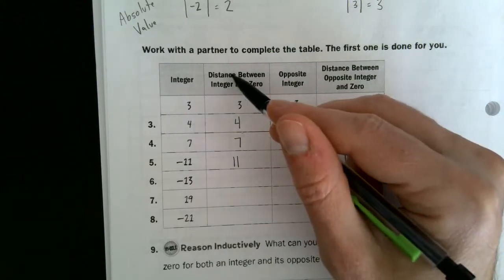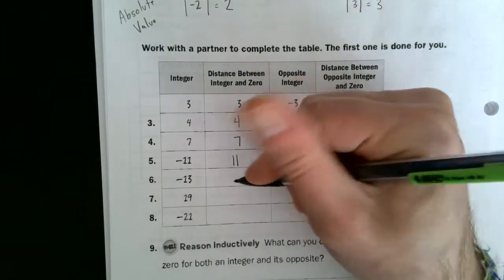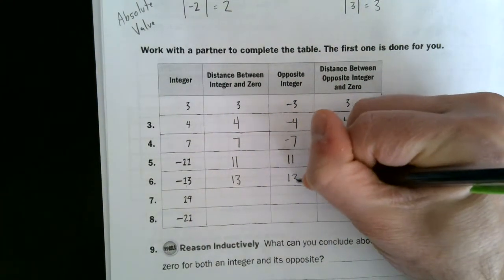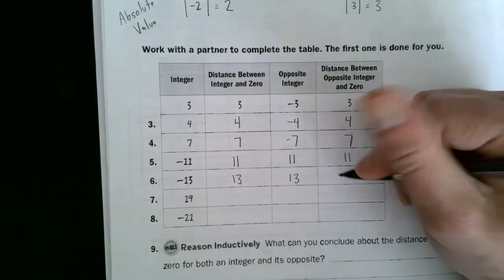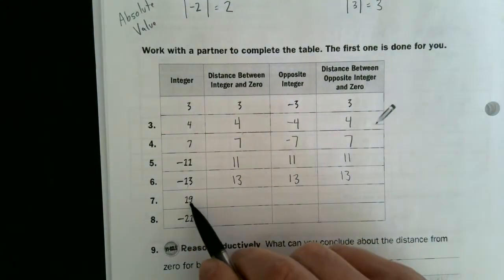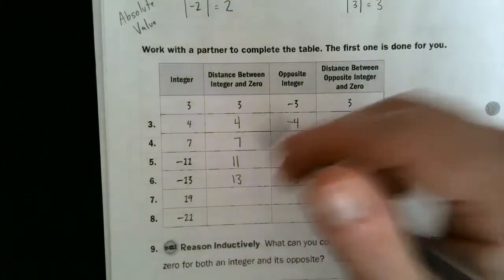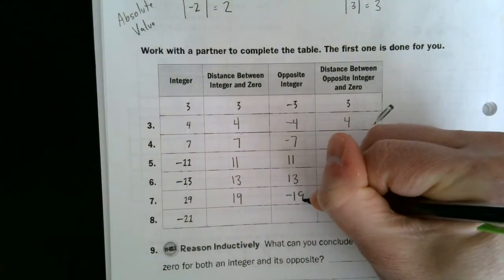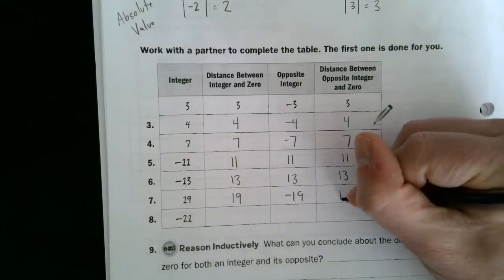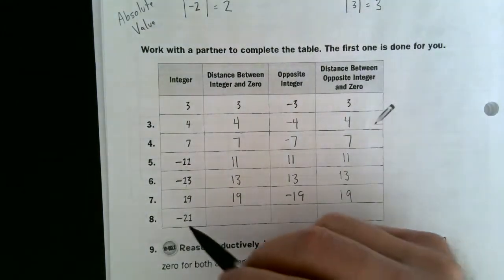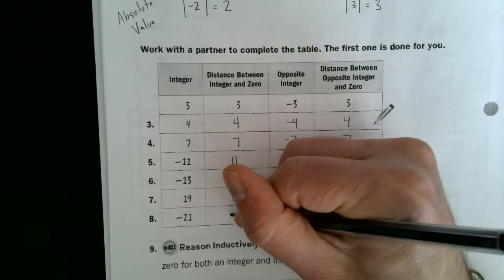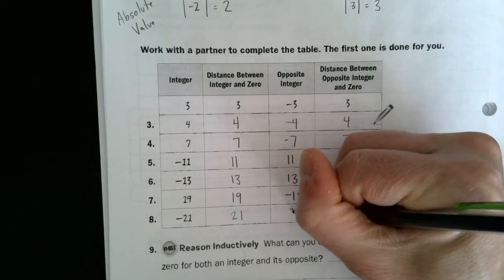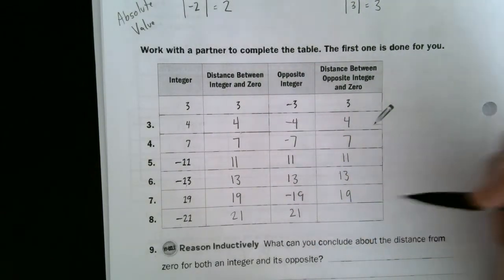Negative 13. What's the distance between negative 13 and 0? Well, it's 13. What's the opposite of negative 13? 13. How far is 13 to 0? 13. 19. The distance between 19 and 0 is 19. What's the opposite of 19? Negative 19. Well, how far is negative 19 from 0? It's 19. Last one. Negative 21. How far is negative 21 to 0? It's 21 away. What's the opposite of negative 21? It's also 21. Well, what's the distance of 21 to 0?